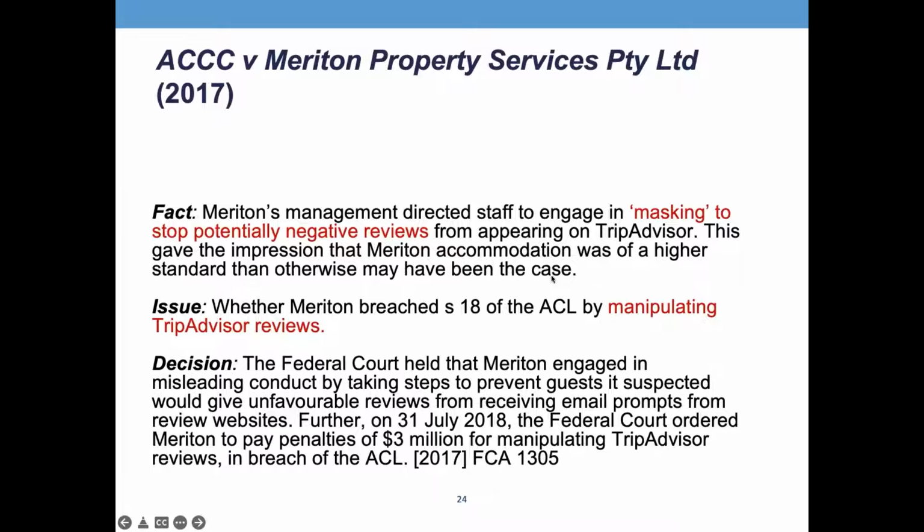breach section 18, misleading and deceiving conduct. So that means when we operate online, particularly in the digital environment, and when we deal with Google reviews, we need to make sure we act honestly. We cannot, for example, hire people to post fake reviews or even post review feedback on those websites. Otherwise, that can be a breach of section 18 of the ACL.